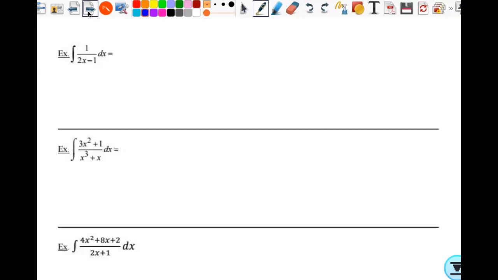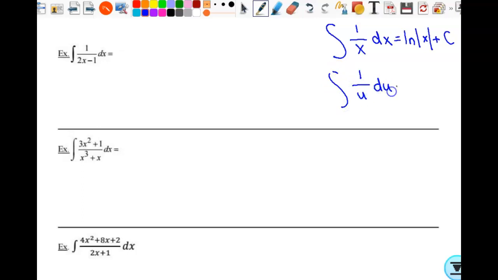All right, so look at this one. Integral 1 over 2x minus 1 with respect to x. So do we need a u sub here? Here's what we know. If we integrate 1 over x with respect to x, what do we get? Natural log absolute value of x plus c. Or if I have 1 over u with respect to u, we get natural log absolute value of u plus c. All right, so my integrand doesn't look like either of these.